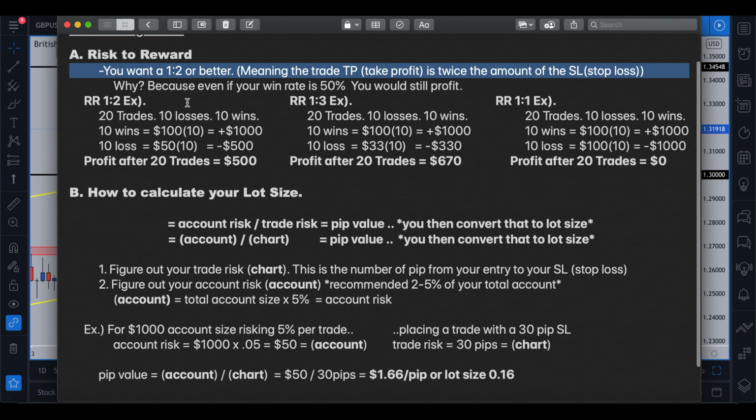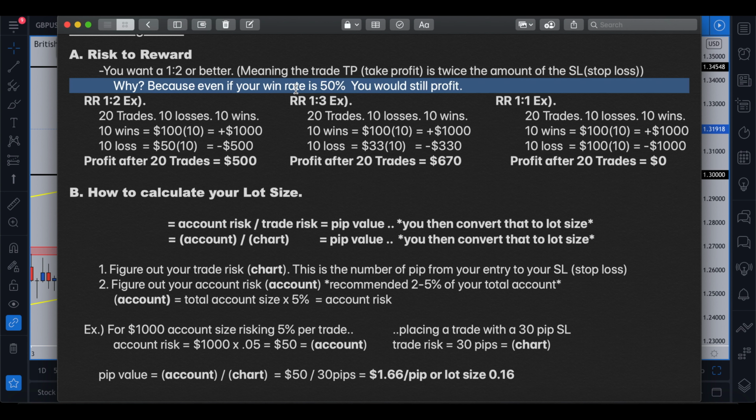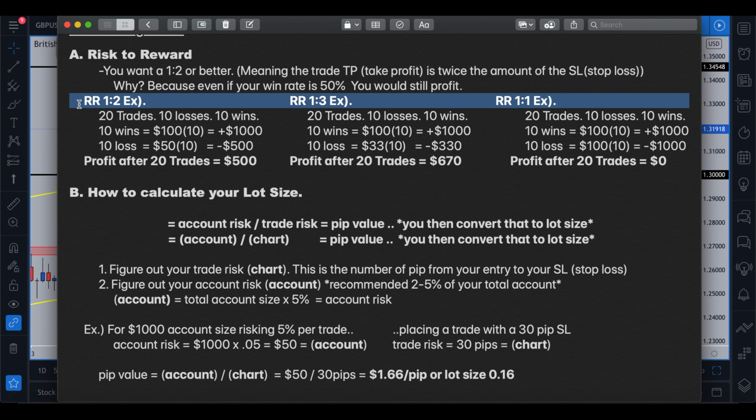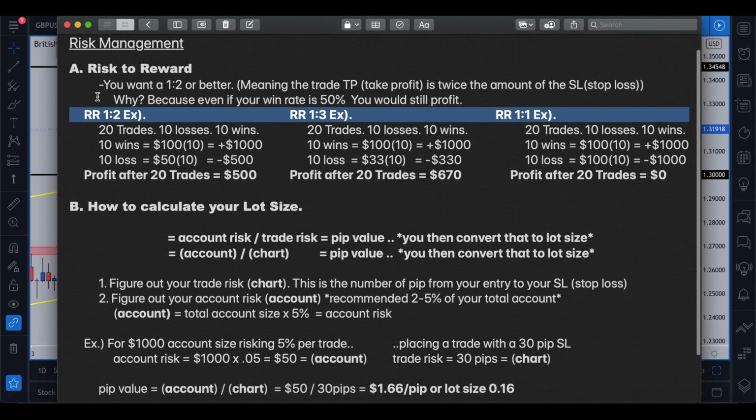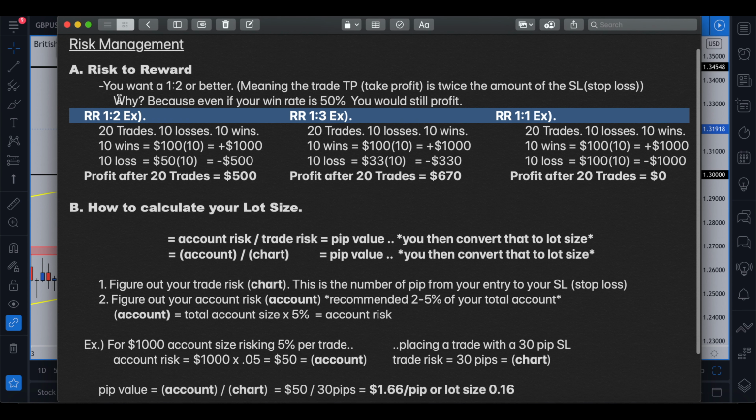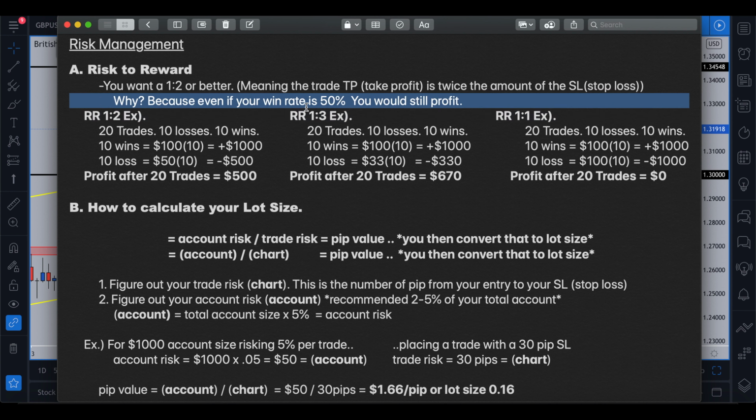So why do you want a 1 to 2 or better? Because even if your win rate is 50%, you will still profit. What's a win rate? It's basically like a record. I have these examples drawn up. These are hypothetical examples to illustrate why risk to reward is so important, because even if your record is 50-50, you still profit.